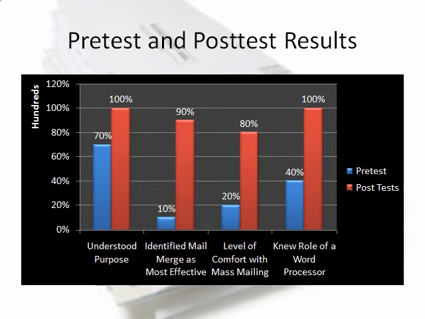When asked to identify the most effective way to complete a mass mailing, only 10% could identify the mail merge process on the pretest, as opposed to the post-test when 90% identified the mail merge process. When asked about level of comfort in completing a mass mailing, on the pretest 20% of my students were somewhat comfortable. However, on the post-test 80% of my students were very comfortable and 20% of my students were moderately comfortable.